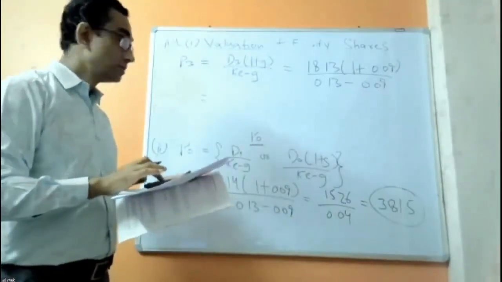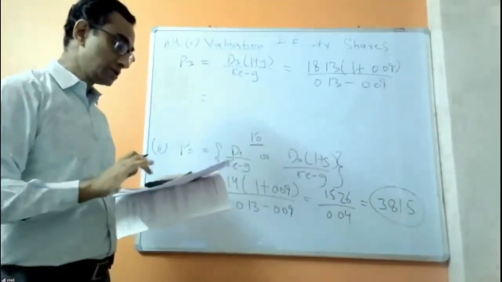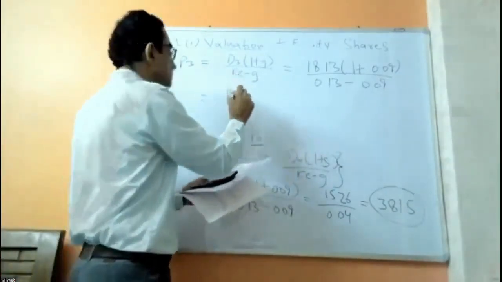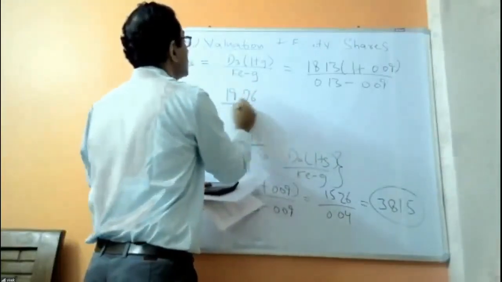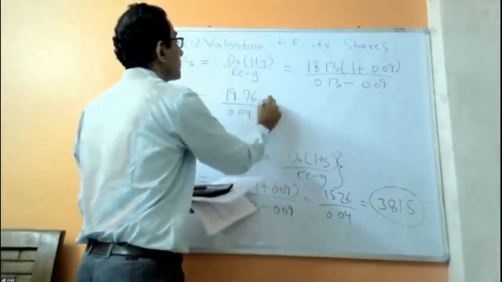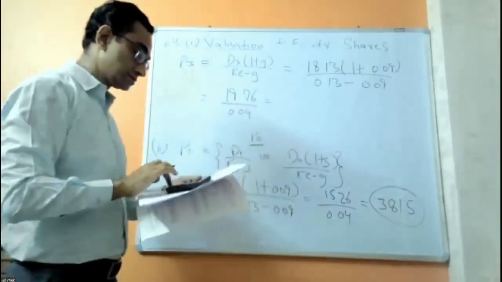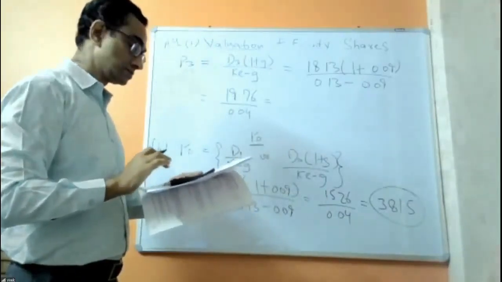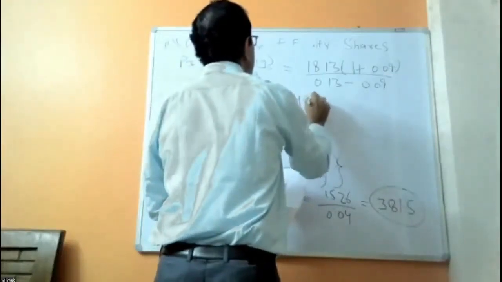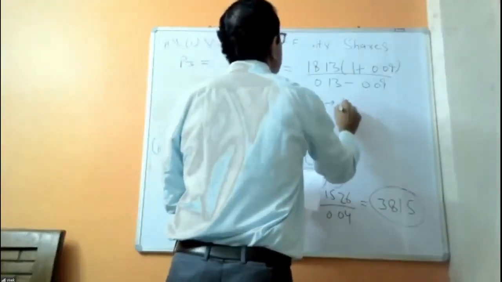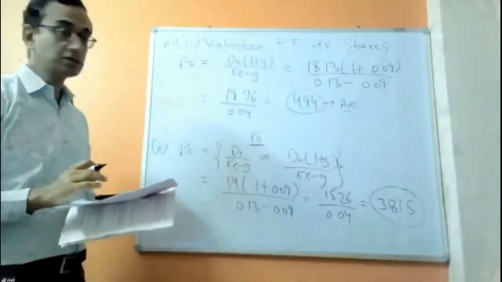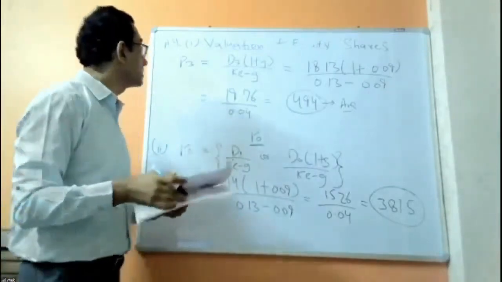18.13 multiplied by 1.09 is 19.76, divided by 0.04. I think it is coming to 494. 494, the third part of question number 4. 494 is the answer to this third part.